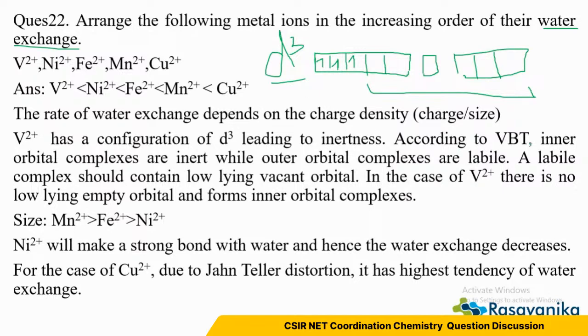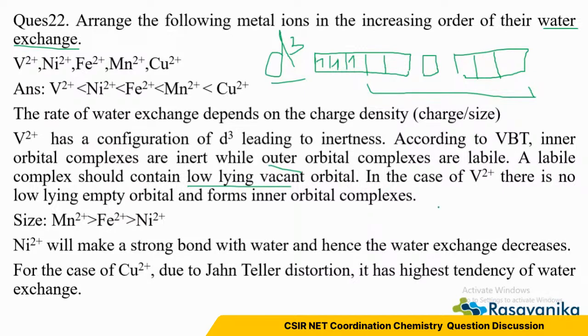According to VBT, inner orbital complexes are inert, while outer orbital complexes are labile. So what are the inner orbital complexes? They are d2sp3, right? They use the inner d, that is 3d, 4s, 4p. And what are the outer orbital? The outer orbital is 4s, 4p, 4d. The outer d is used, right? So they are labile, according to VBT. So a labile complex should contain a low-lying vacant orbital. So what do you mean by low-lying vacant orbital here?